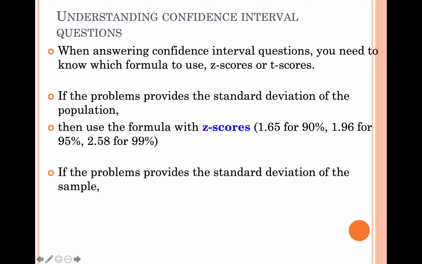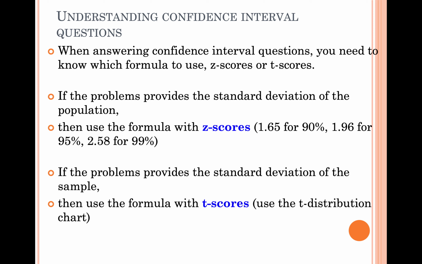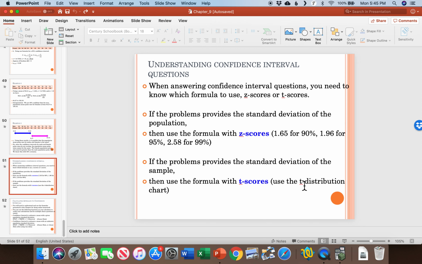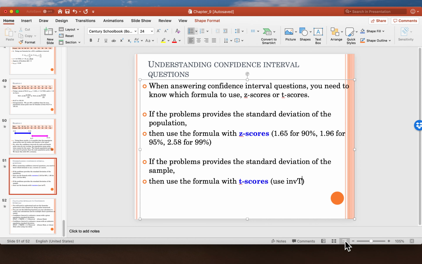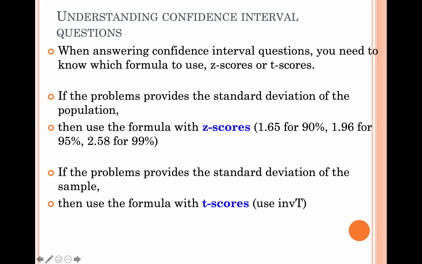If the problem does not give you a population standard deviation, if it gives you a sample standard deviation, then you use t-scores. And this is a little outdated. Let me just fix this. When the problem gives you t-scores, you use INVT to solve that problem and get the t-score and plug that t-score into the formula. Now, if a problem provides you raw data, like the last one we did with the pulse rates, then you are going to make sure that you use t-scores because you're going to use the raw data to find the sample standard deviation of each data set.